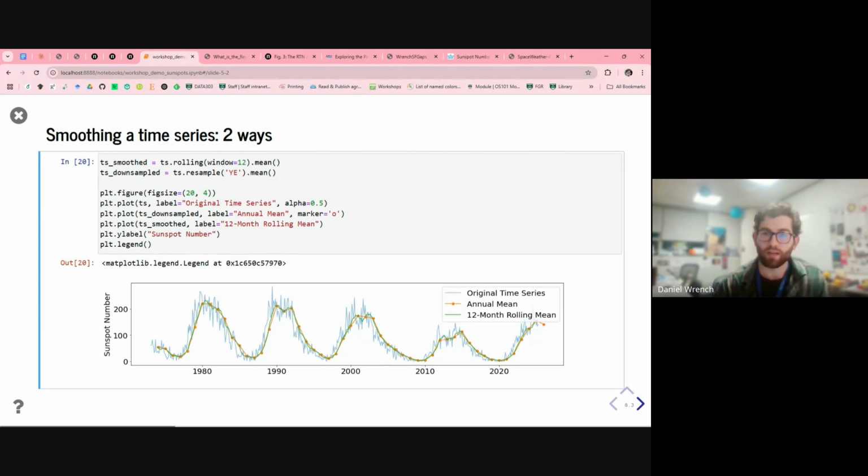So those are a couple of ways to smooth your data and understand a bit more about underlying trends or periodicity.